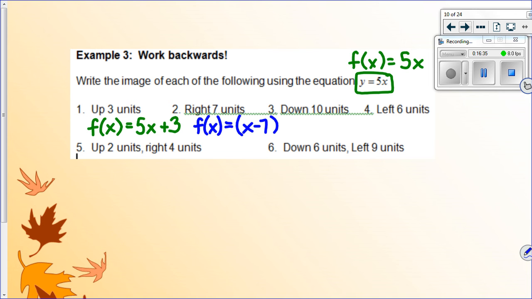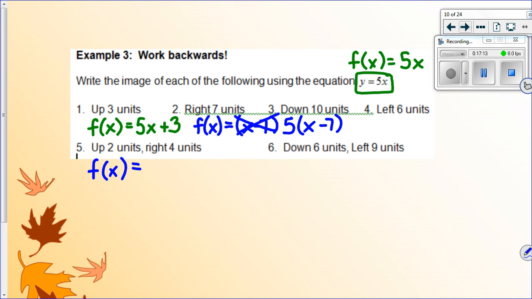Okay, number 3. I'm going to go down to, actually, you know what? Let's skip 3 and 4. Let's just go straight to 5 and 6, because these ones are going to be a combination. It's going to be up or down, it's going to be right or left. Okay, so I have f of x, up 2 units, that's going to be my y value, so that's vertical. Right 4 units is going to be my horizontal, so I'm going to start with that. Oops, I made a mistake here, I just realized. I forgot that this was 5x minus 7.